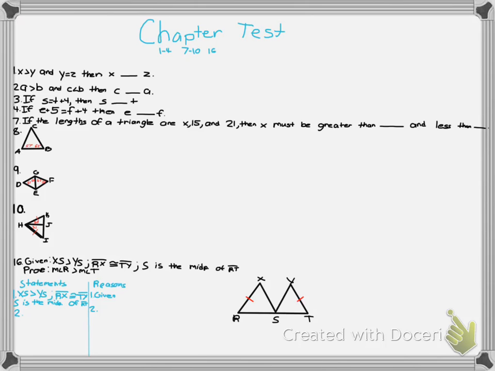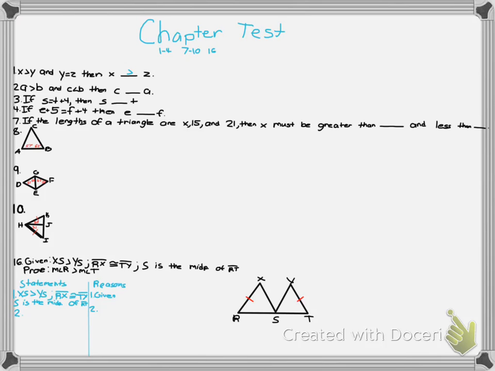Okay, let's begin. On number 1, it states if x is greater than y and y equals z, then x is blank of z. So, since x is greater than y, and we know that y is equal to z, then we know that x is greater than z.